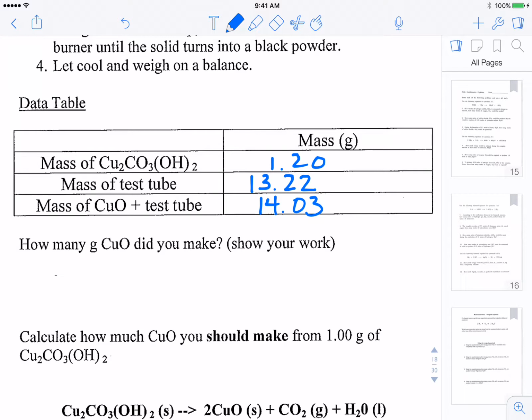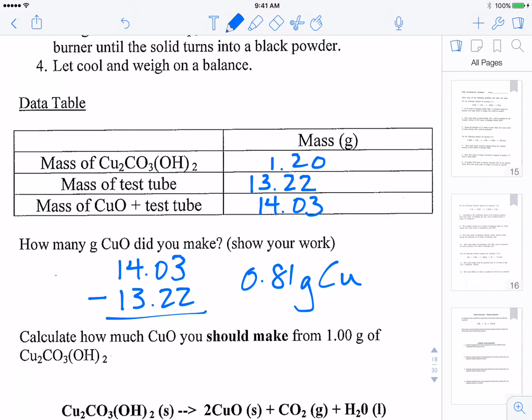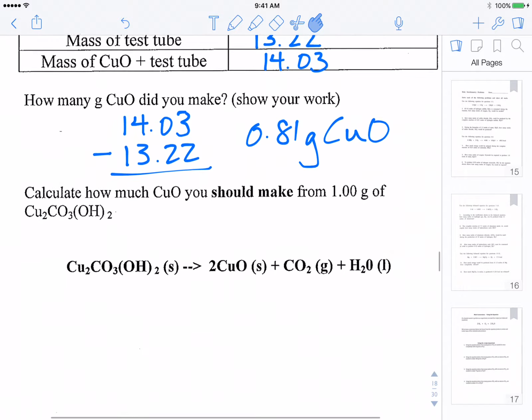So the first question says, how many grams of copper oxide did we make? So we're going to take our mass of our test tube plus our copper oxide, 14.03 grams, and we're going to subtract out our mass of our empty test tube. Okay, so subtracting 14.03 minus 13.22, we get 0.81 grams of copper oxide. And that's how many grams we made experimentally. So the question is, how many grams should we have made? So that's what our next portion is going to cover.